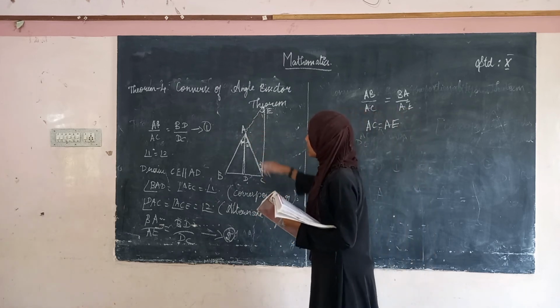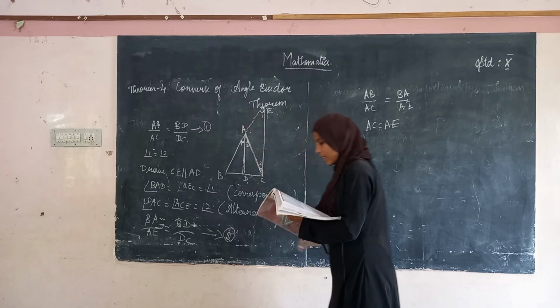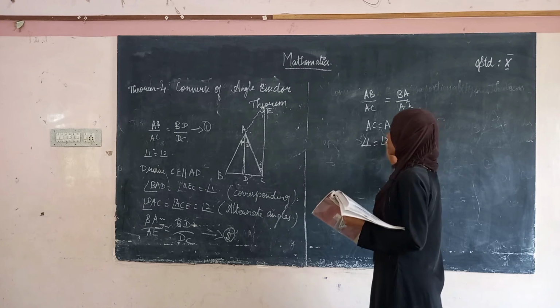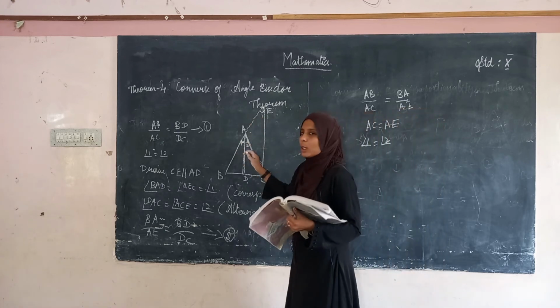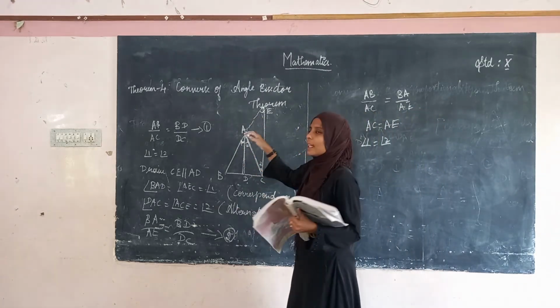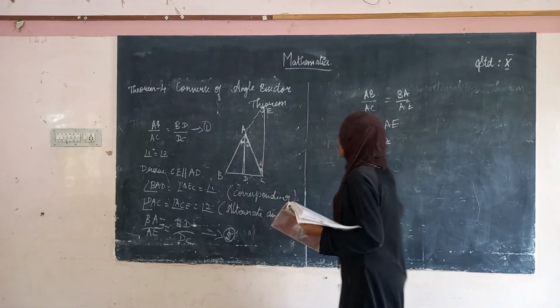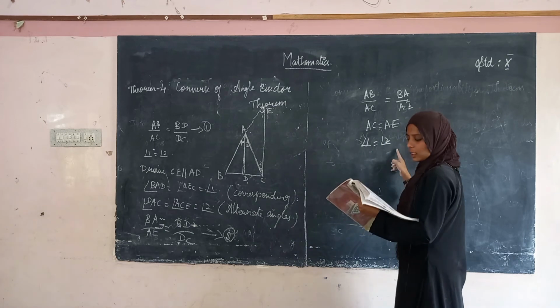These two lines are the same, therefore there is no such line. Therefore, we can say angle 1 is equal to angle 2. If such a line existed, then angle 1 and angle 2 would differ. But such a line does not exist, because AE is equal to AC. Therefore, angle 1 is equal to angle 2.